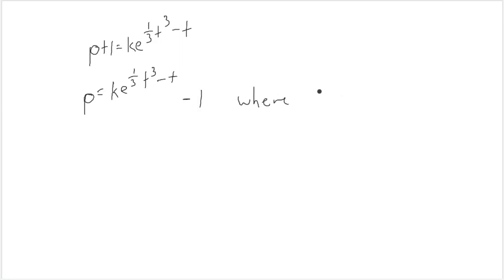So if we go on, we have p plus 1 is equal to k e to the 1/3 t cubed minus t. And if we move this 1 to the other side, we are just left with p equals k e to the 1/3 t cubed minus t, all minus 1, where k is equal to e to the c. So this is the final answer.